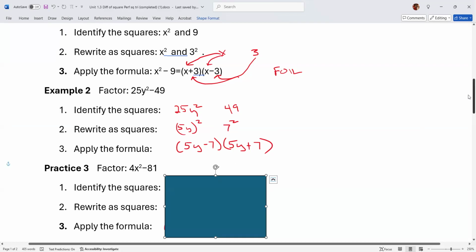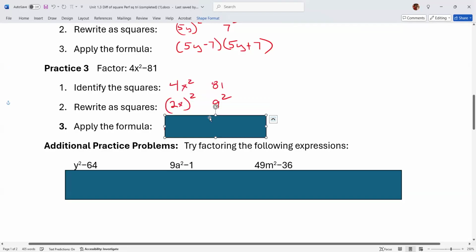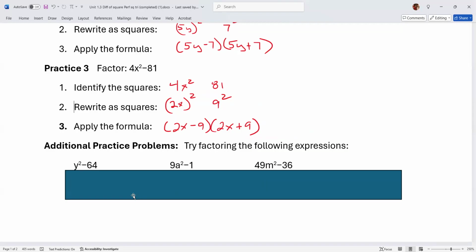4x squared minus 81. Difference of perfect squares. Square root of 4x squared is going to be 2x. The square root of 81 is going to be 9. And so therefore, it's going to be 2x plus 9, 2x minus 9, plus and minus the square roots. Okay, so you can see very easy. You can pause it for a second, but it'll take you no time to solve these particular problems because they're all differences of perfect squares. So go ahead and do that.